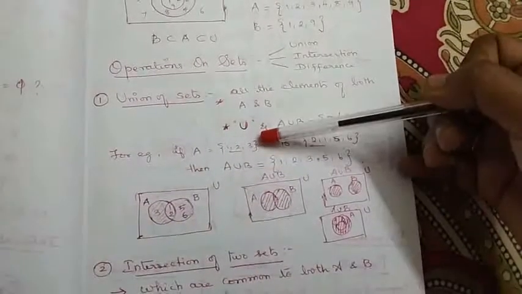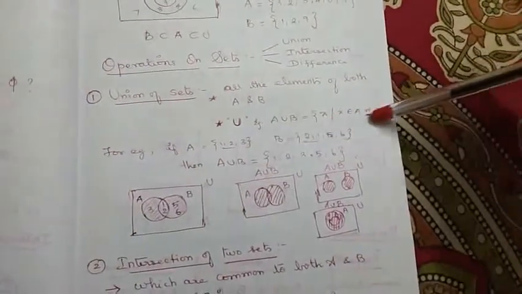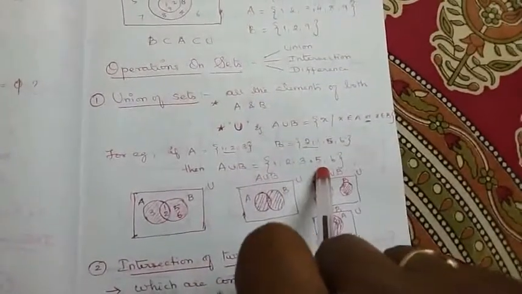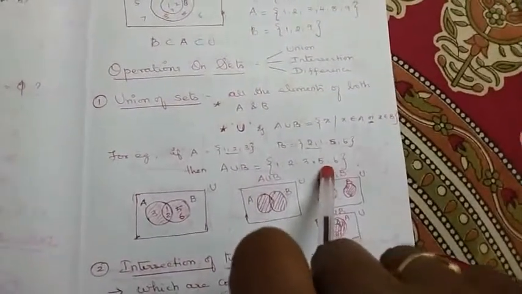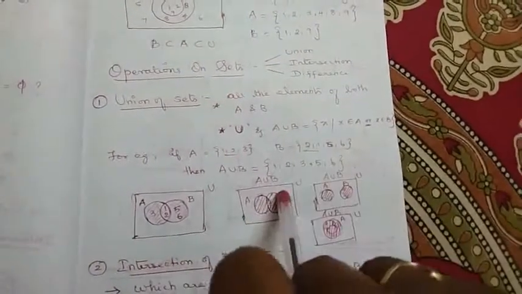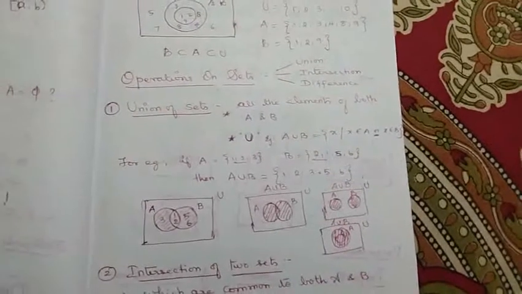For example, A has elements 1, 2, 3, B has elements 2, 1, 5, 6, then A union B will have 1, 2, 3, 5, 6. You should not repeat the elements. First, you have to write the common elements and then the uncommon elements.